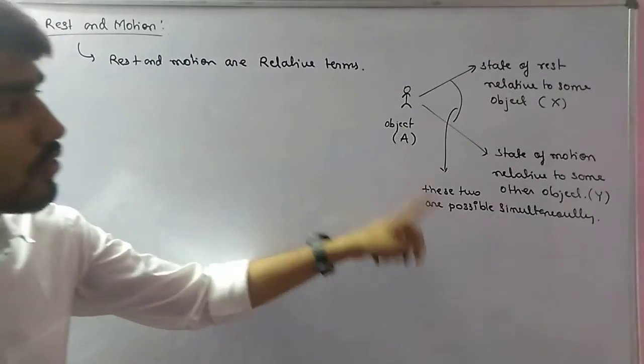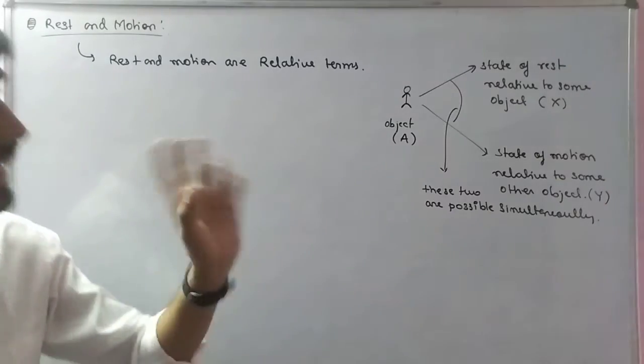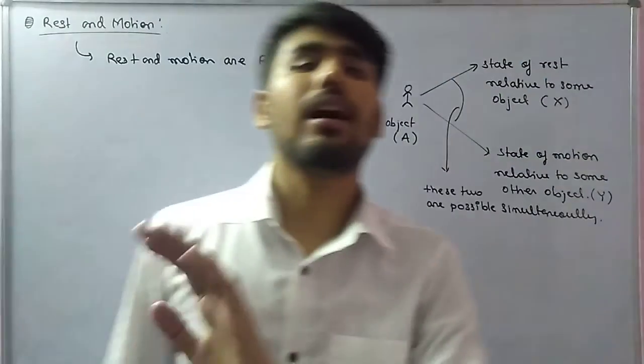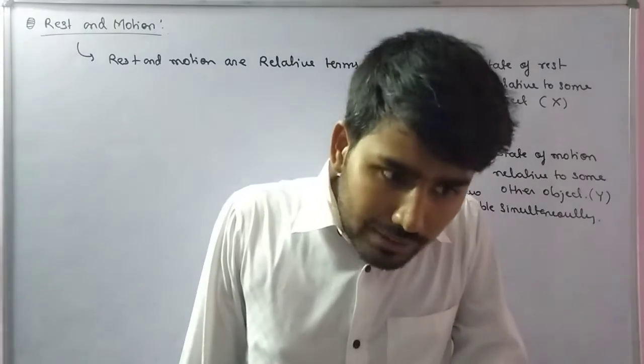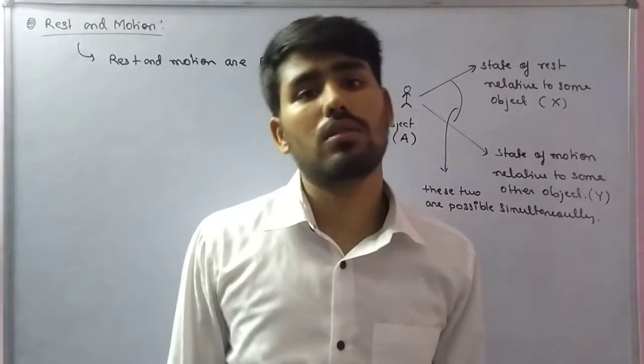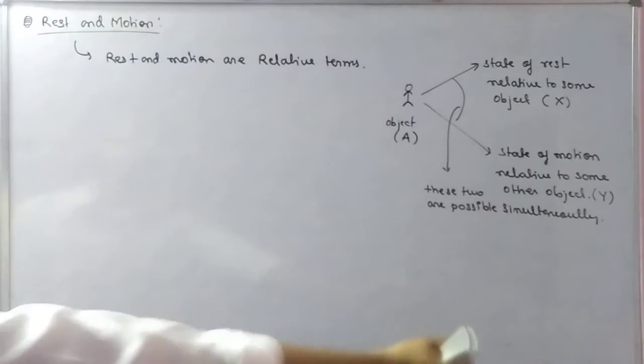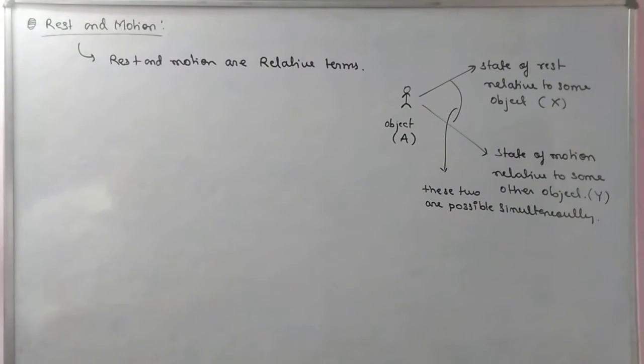Now, since these two are possible simultaneously, hence we say rest and motion are relative terms. It depends on the observer who is observing the motion. I'll give an example to make you understand.